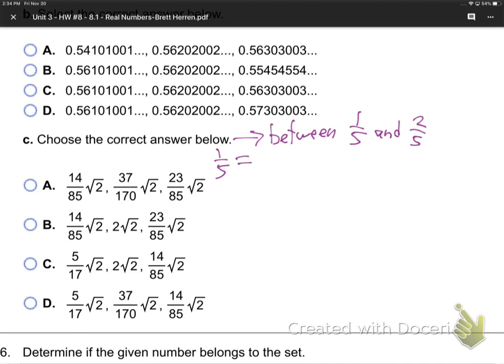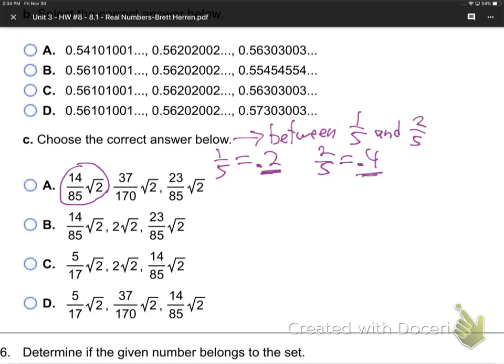So here's what I mean. Take your calculator, go 1 divided by 5, 0.2. Take your calculator, 2 divided by 5, 0.4. So basically we're looking for decimals between 0.2 and 0.4. Can you get this one on? I just want to make sure you're okay, and then I'll release you.